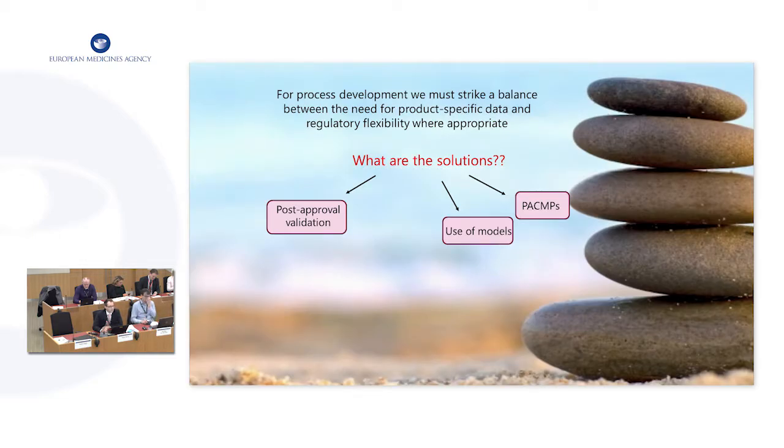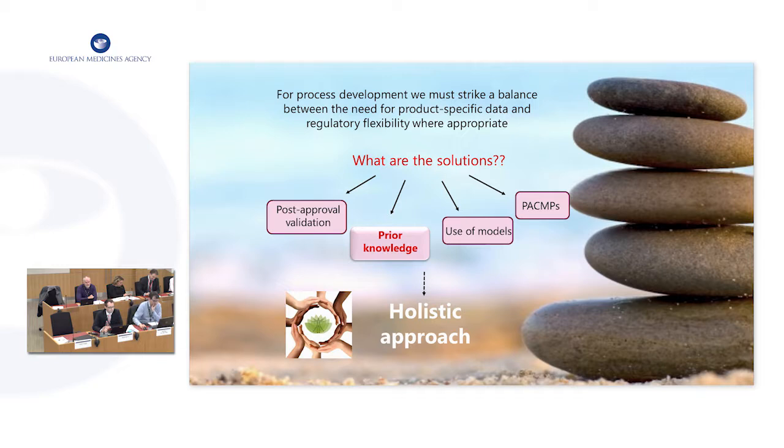And as regulators, I guess we need to strike a balance between the need for product-specific data and regulatory flexibility where appropriate. And we have obviously some models and solutions that we use already today in terms of post-approval validation, small-scale models, post-approval change management protocol. But we haven't really, I think, seen the full potential of prior knowledge yet. And I bring up this idea of a holistic approach where prior knowledge is integrated into all these other tools that we have in terms of process development.